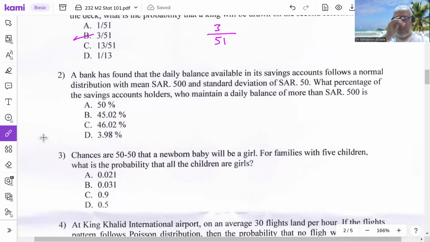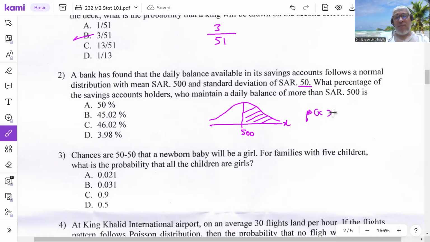A bank has found that the daily balance available in its saving accounts follows a normal distribution, with a mean of 500, so that's the mean, 500, and a standard deviation of 50. This is X, normal distribution. What percentage of the saving account holders maintain a daily balance of more than 500 Saudi riyals? More than 500, meaning the probability that X is greater than 500.